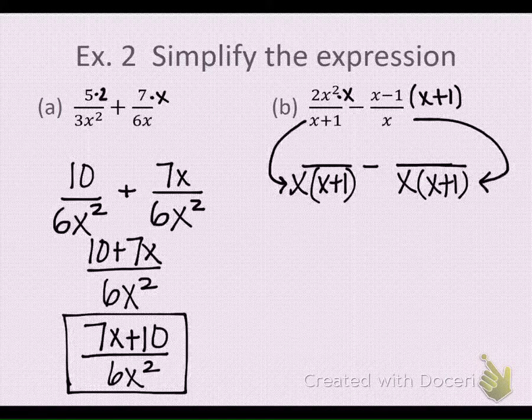Now, what happens when you do 2x squared times x? Everybody should be able to tell me this. What do we get? 2x cubed. Awesome. But what happens when we have to do x minus 1 times x plus 1? What method are we going to have to use in order to multiply x minus 1 times x plus 1? What is it?